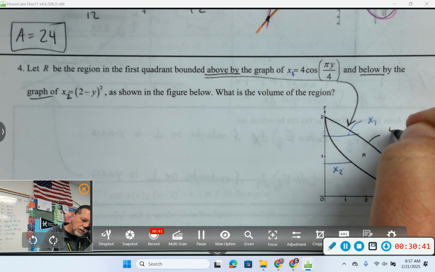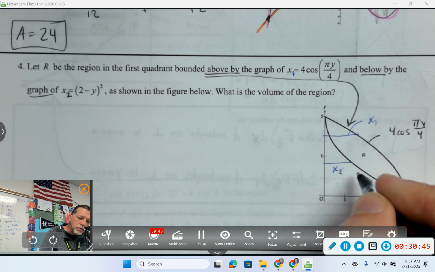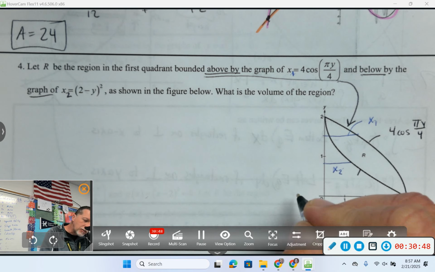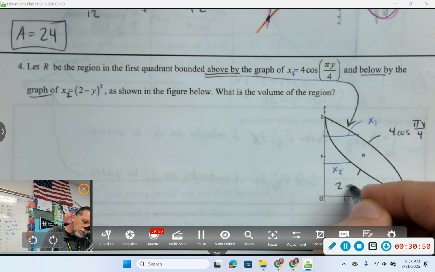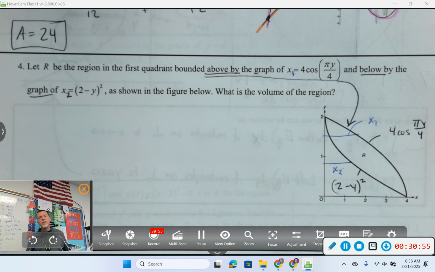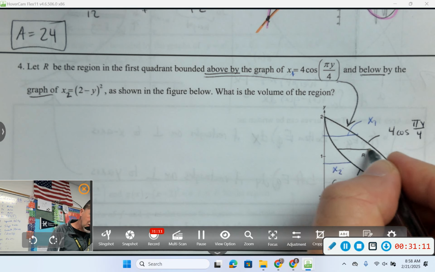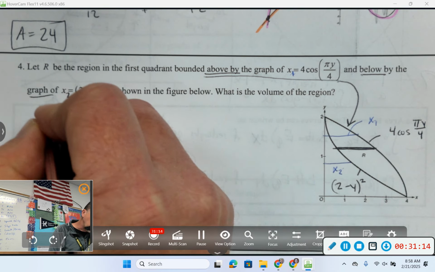So this first one is 4 cosine pi y over 4, or the rightmost one, maybe is a better way to say that. The left one is 2 minus y squared. Well, if things already feel backwards on this one, why is that? Is this a dx or a dy problem? It's dy. My equations are in y, so this is a dy problem.